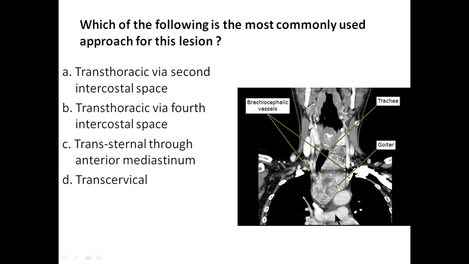Another coronal picture of a CT showing a huge thyroid swelling extending into the chest and pushing the trachea to the opposite side. Which of the following is the most commonly used approach? Transthoracic, transthoracic via fourth intercostal space, transsternal, or transcervical. Go for D, transcervical.